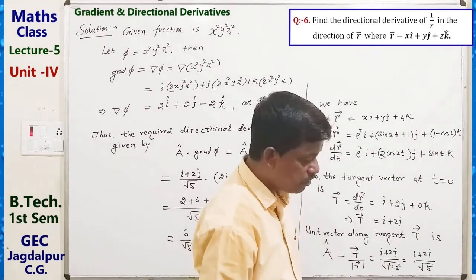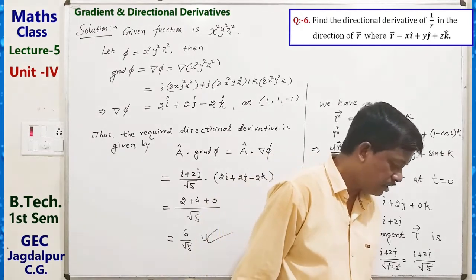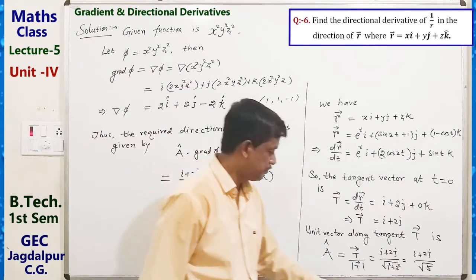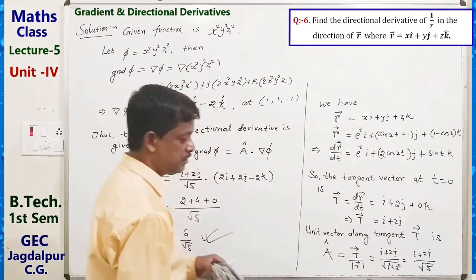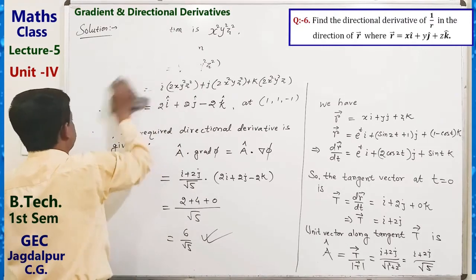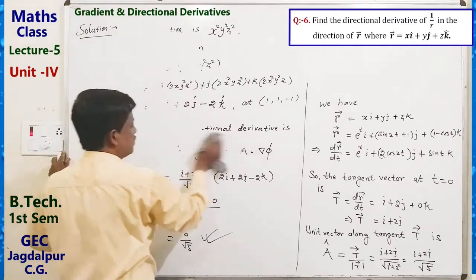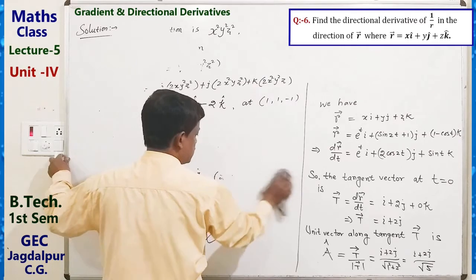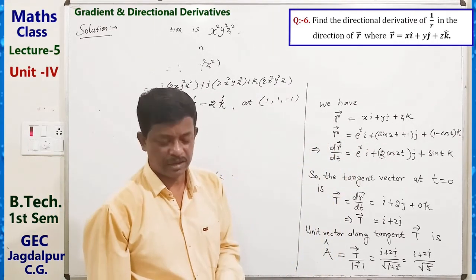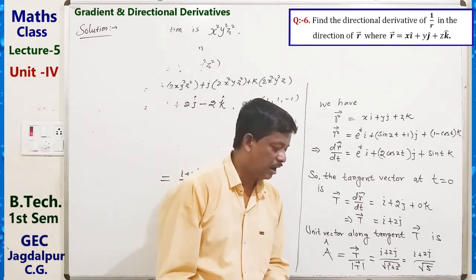Find the directional derivative of 1 by r in the direction r. Okay, so here see the next question. We have to find the directional derivative of 1 by r.